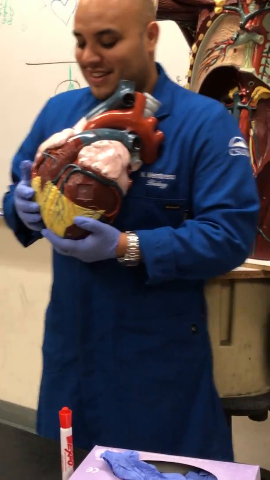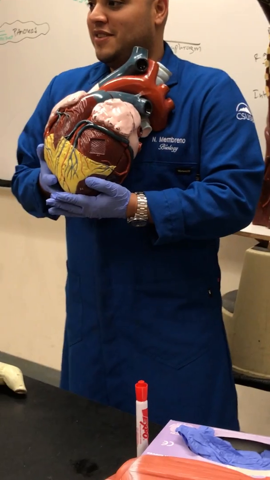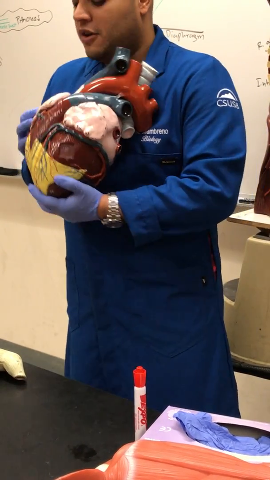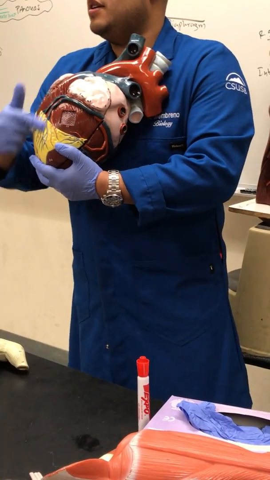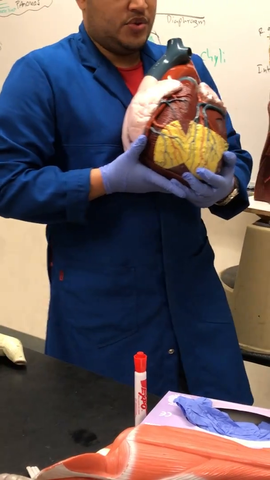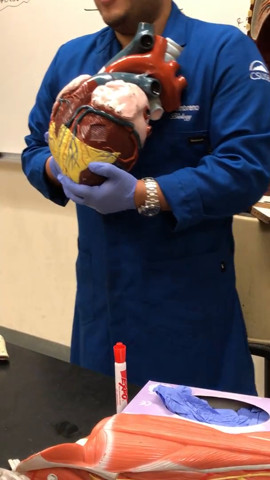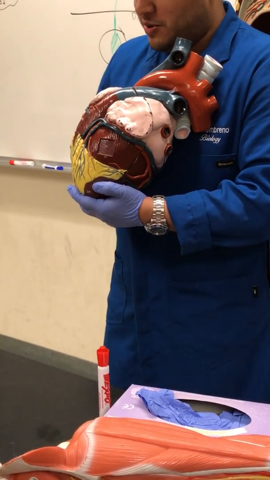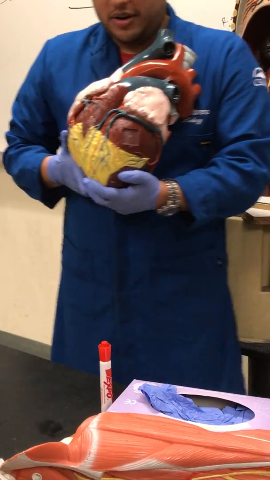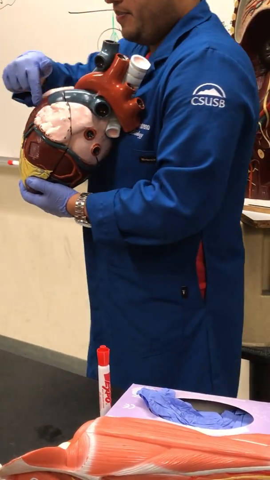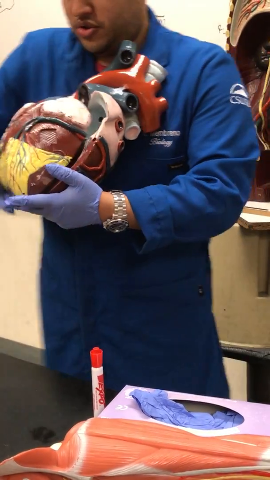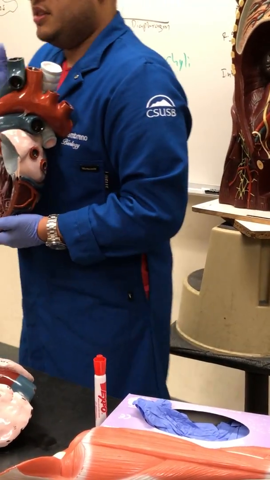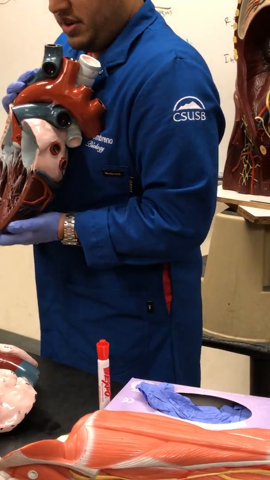This part is called the apex and this is called the base. These are the auricles. This is the anterior interventricular branch of the left coronary artery. Good. This is the pulmonary trunk. This is the aorta. This is the superior vena cava.